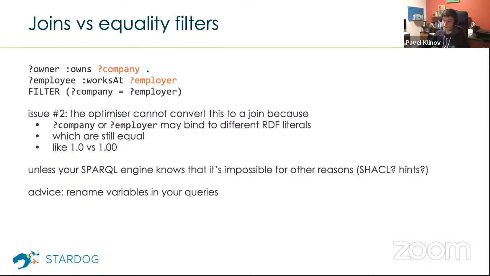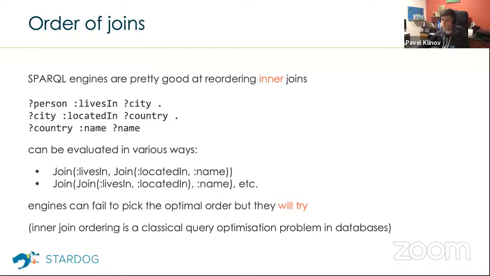So my advice: rename variables in your queries. Don't rely on filters. And the single most important thing I want to talk about today, I'm pretty late, is the order of joins. Because the order of joins is such a critical optimization, and not just in SPARQL, but in essentially every first order query language.